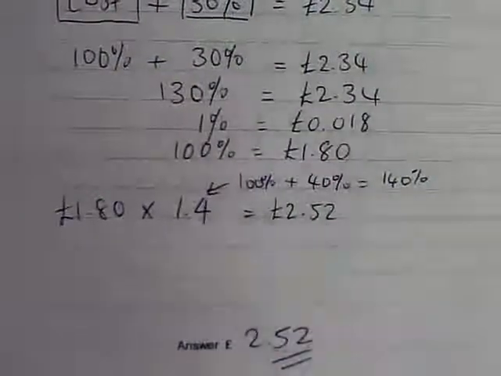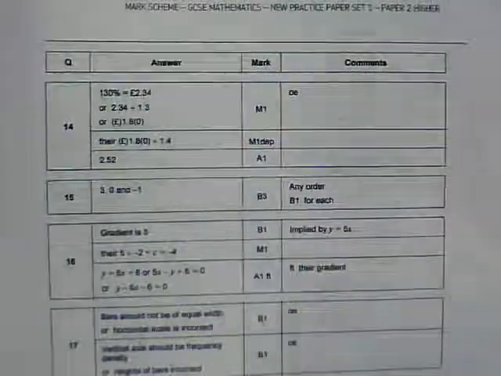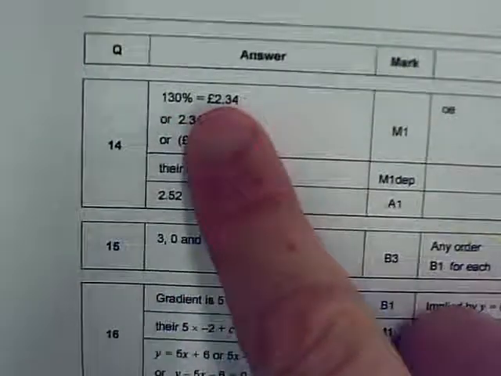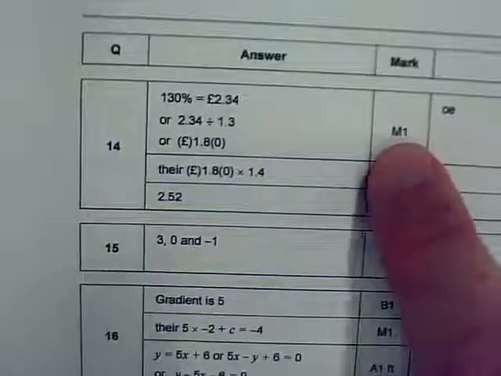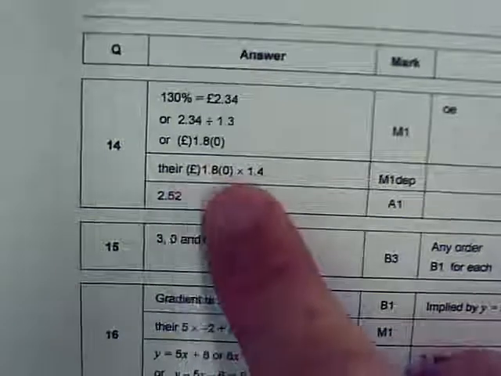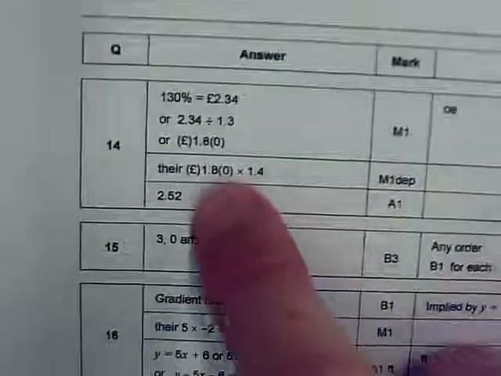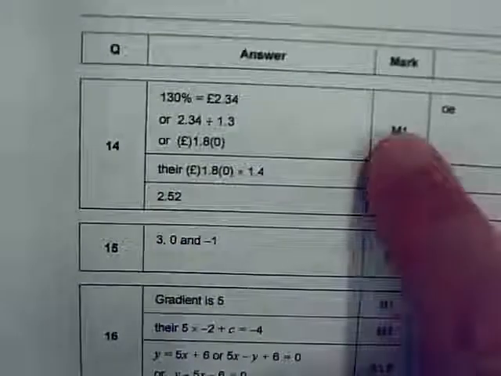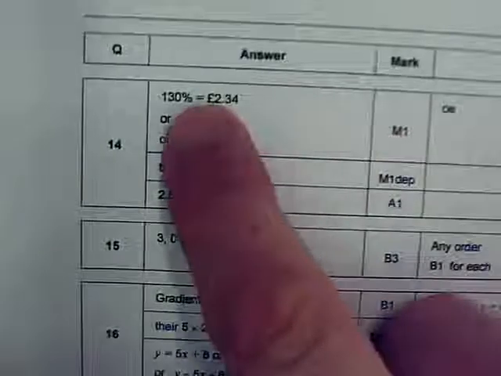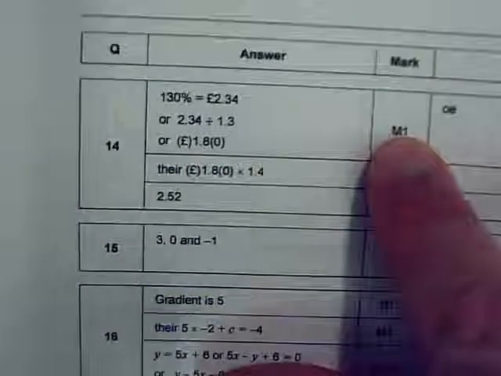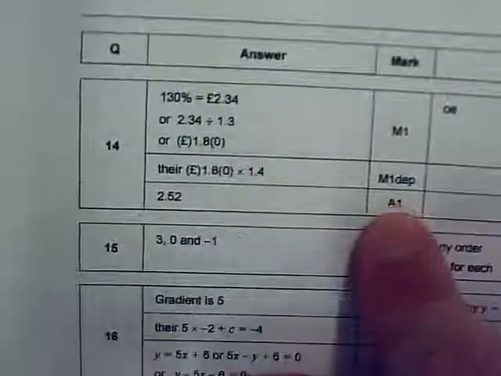We look at the mark scheme for this question, question 14, and we can see where we get the marks. By establishing that relationship, so 130% is that £2.34, that gives you the first mark. If you do £1.80 times 1.4, so they're looking for the 1.8 times 1.4 bit, you get the second mark. Again, that's dependent on you getting the first mark. So if you haven't shown this bit clearly, and you've just put that bit, you won't get the mark. You have to get this mark first. And £2.52 gives you 3 marks.